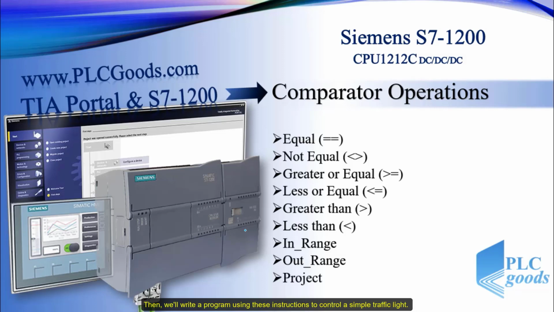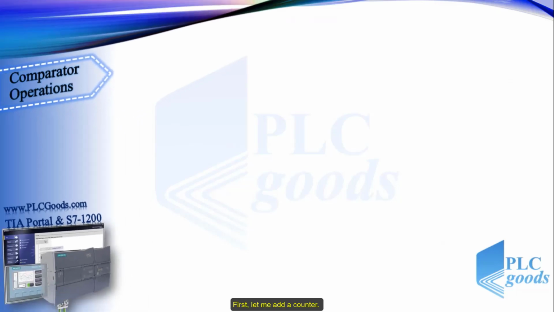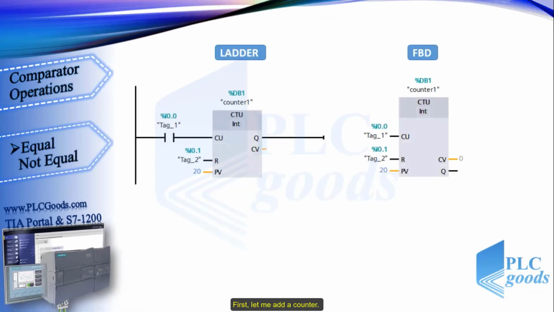Then we will write a program using these instructions to control a simple traffic light. Let's get into it. First, let me add a counter. As you know, with each positive pulse, the current value will be increased. Also, with the reset input, we can transfer 0 to the CV output.